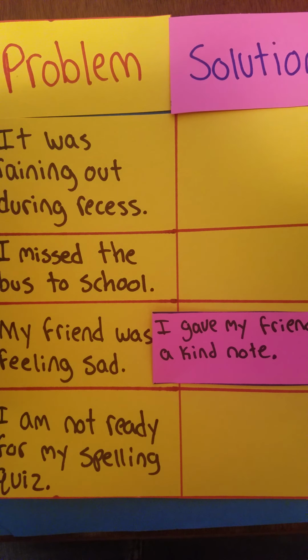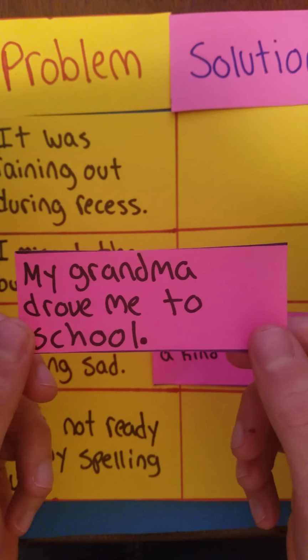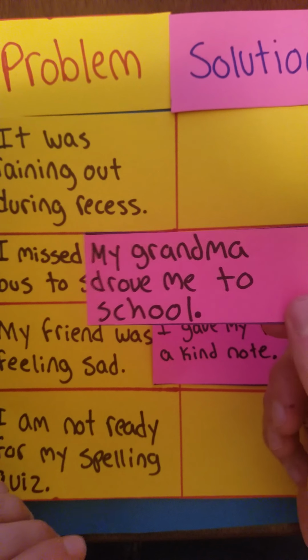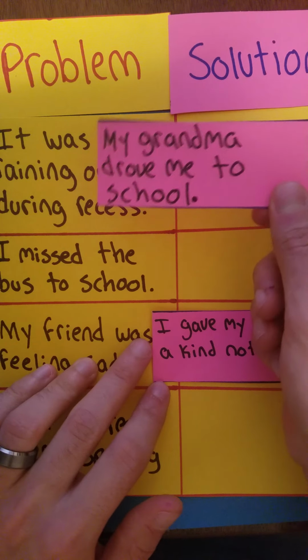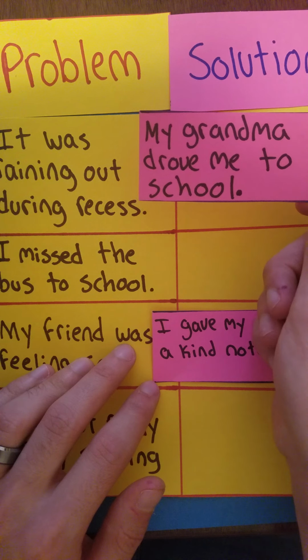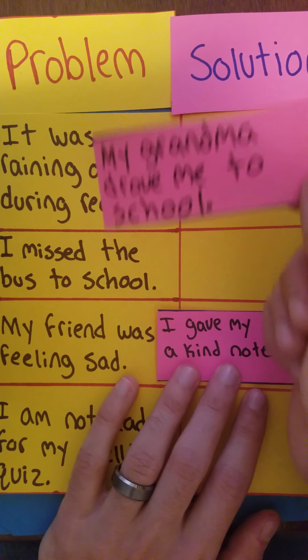Our next solution card is my grandma drove me to school. So let's look at our remaining problems and see if we can find a match. It was raining out during recess. I don't really see how it raining during recess has to do with grandma driving us to school. I don't think that's a good match.